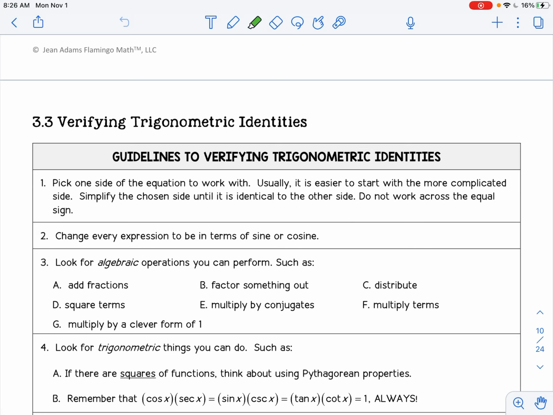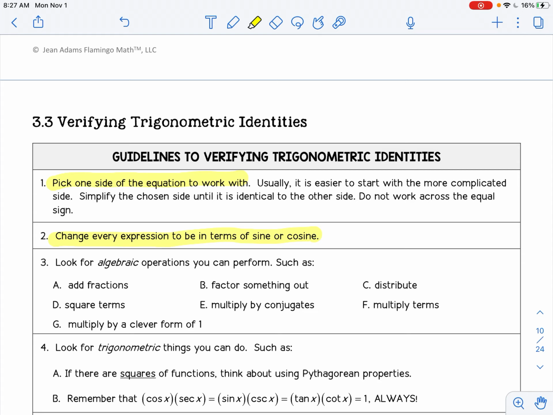First of all, here are some hints for you if you want to write these down or highlight them. You want to pick one side of the equation to work with. Usually it's easier to start with the more complicated side and try to simplify it until it looks like the other one. Now, it might come to a point where you have to go to the other side and do it. So I think it's important to work one side at a time if you want. Another key thing is to make everything sine and cosine, because then you have the opportunity for things to cross divide and be reduced or be rewritten.